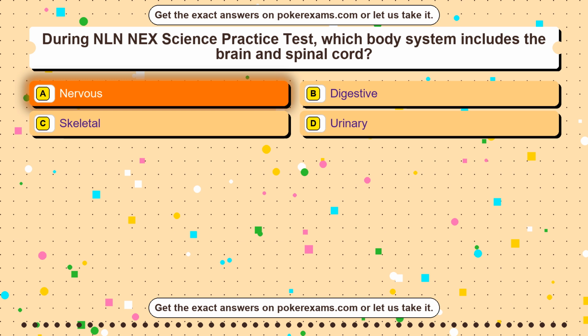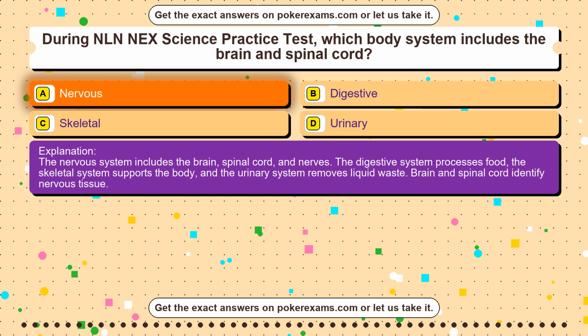GED Science emphasizes scientific reasoning, data, and experiment interpretation. Social Studies uses historical and civic sources, RLA focuses on reading and writing, and geometry is part of math. The clue is experiments and data.